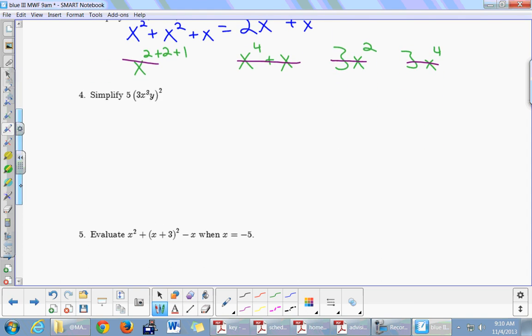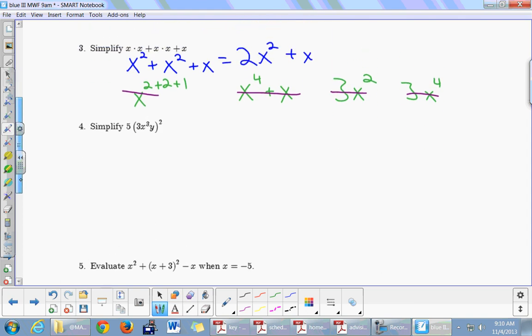Okay, let's take a look at 4, which says simplify this thing. 5 times (3x cubed y squared). Okay, order of operations. PEMDAS. What's the P? Parentheses. I do see parentheses, there's nothing to clean up inside of there. I can't do anything in the parentheses. So I move to the E in PEMDAS. What's the E? Exponents. So I have to handle that too before I handle the 5 sitting in the front.